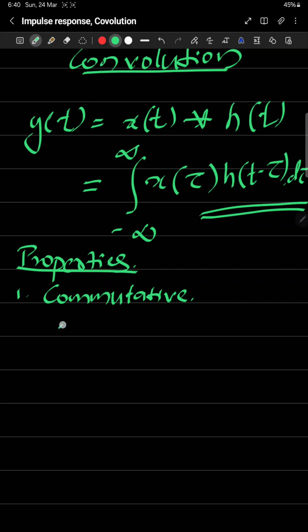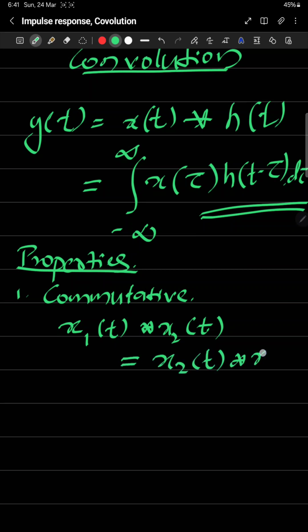So let's consider two signals, x1 of t convolution x2 of t. x1 of t convolution x2 of t will be the same as x2 of t convolution x1 of t. We can change the order, that's it. That is the meaning of the commutative property. Second one is the distributive property.